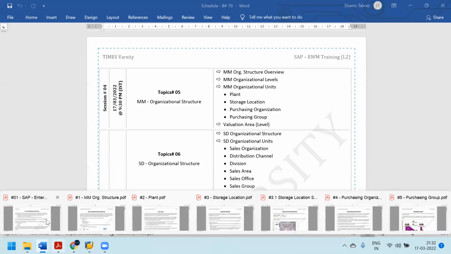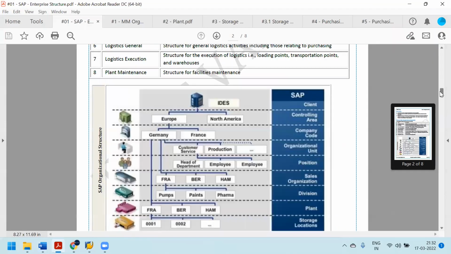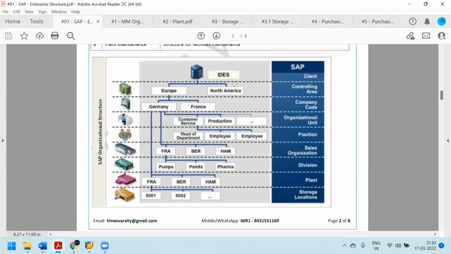So as we can see, it is a continuity of our enterprise structure. This enterprise structure we are creating in SAP, and yesterday we created in the client, we defined the company and company code. Now today we are discussing the MM organizational structure. In that we will discuss plant, storage location, purchasing organization, and purchasing group.